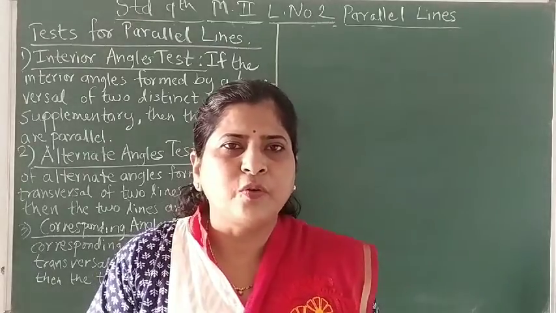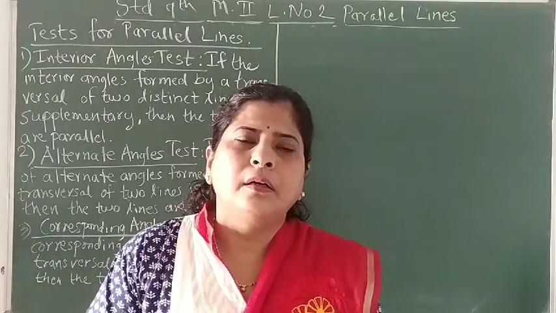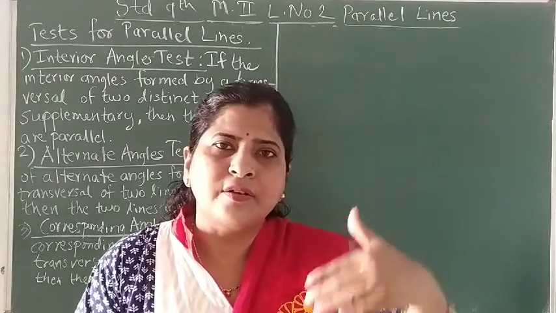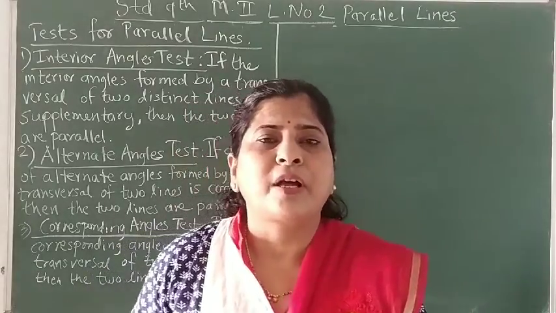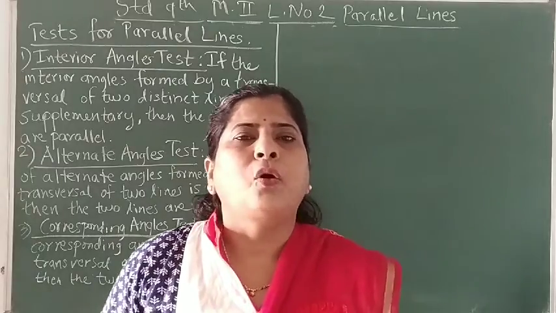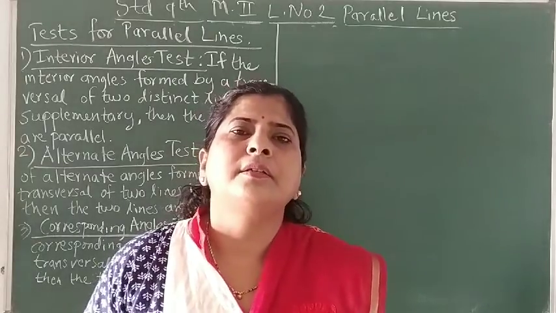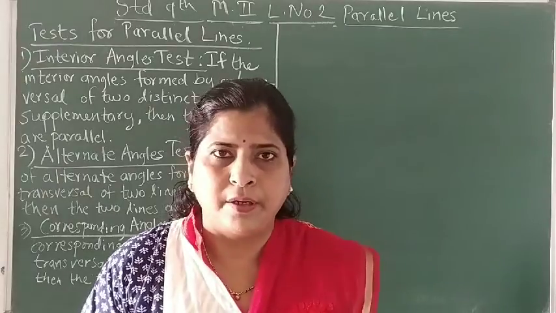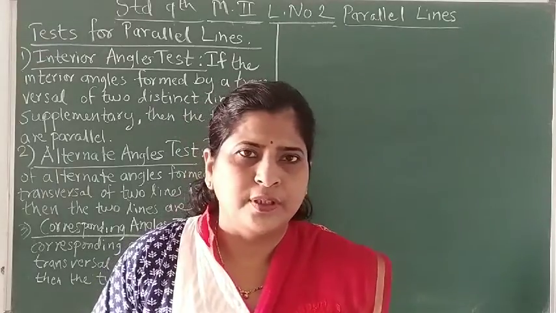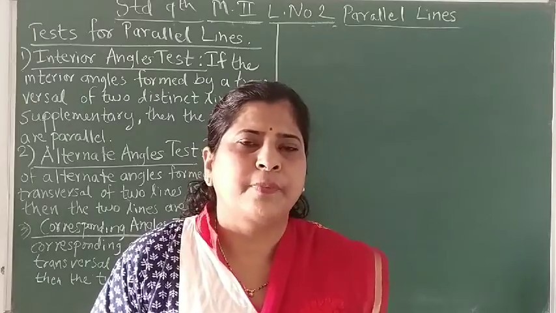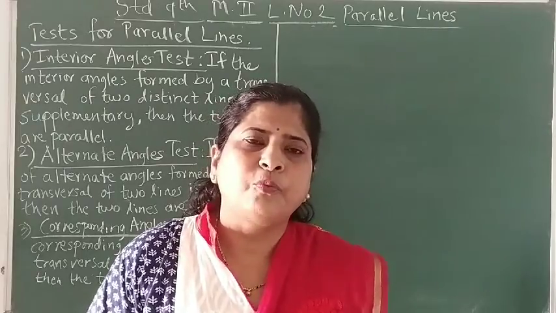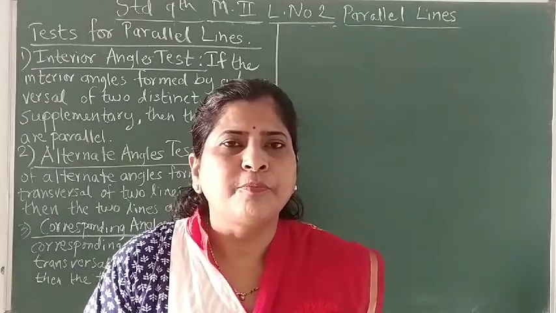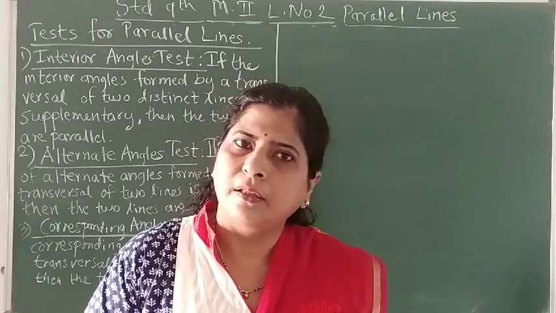In previous videos we have seen that if two lines are parallel and intersected by a transversal, then the pairs of corresponding angles are congruent, alternate angles are congruent, and interior angles are supplementary. We have proved this, solved sums based on it, and also proved one of the most important theorems, the angle sum property of a triangle.